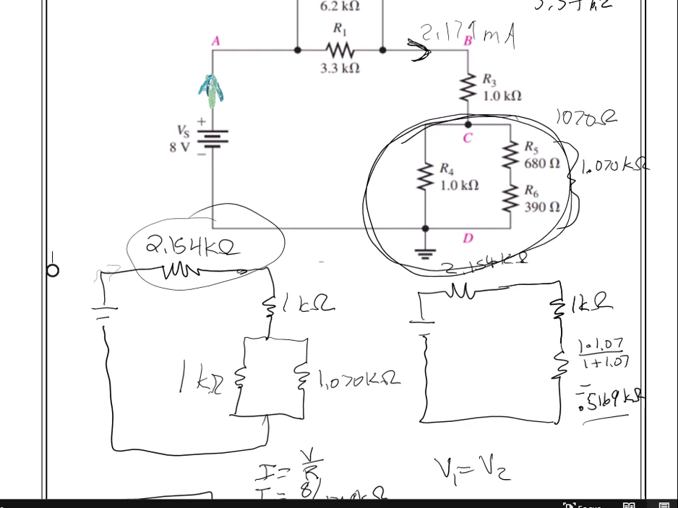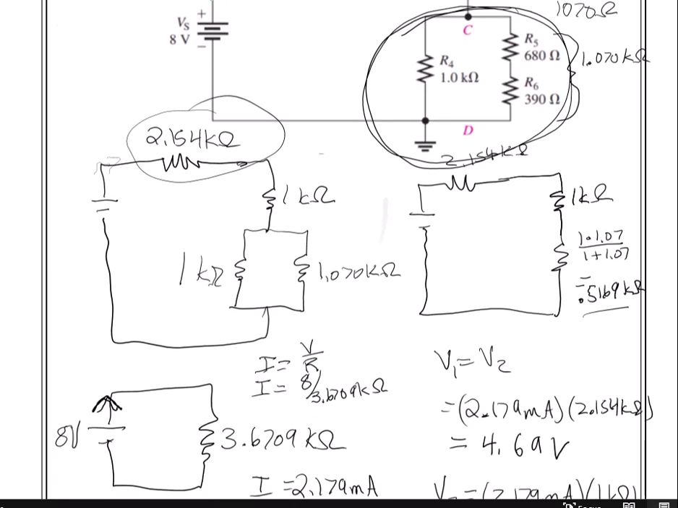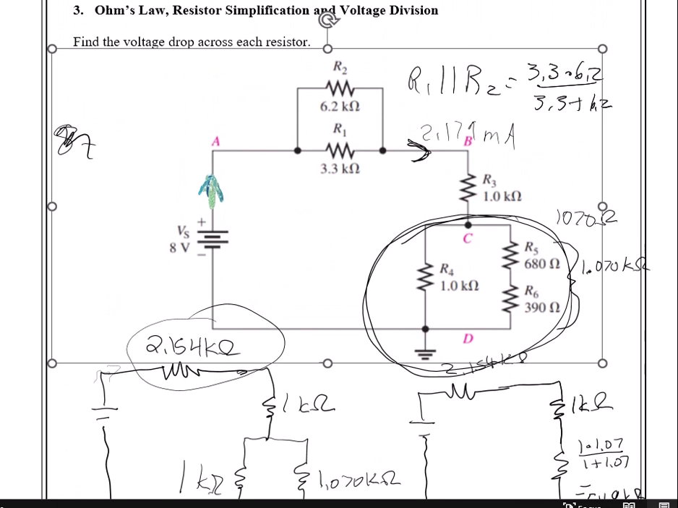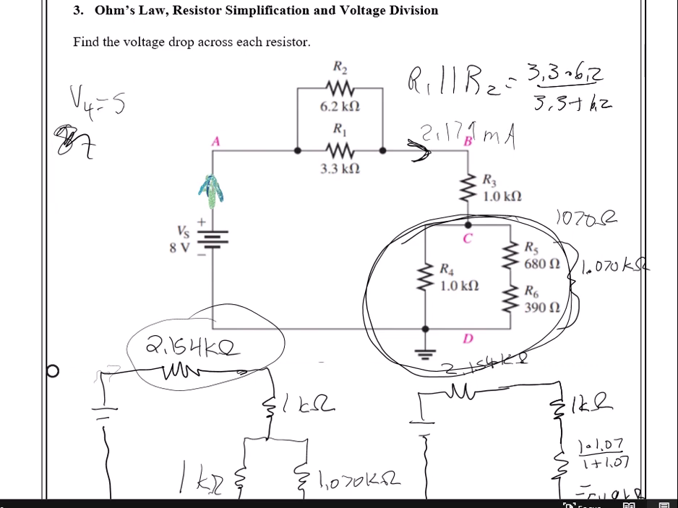So I know that I started with 8 and then minus, so the voltage across V4 is the same as the voltage across R5 and R6 together, which is the same as the voltage across their equivalent resistance, but rather than doing a V equals IR again, which I could, I'm just going to say that V4 equals 8 minus 4.69 minus 2.179, and I get that V4 equals 1.125.